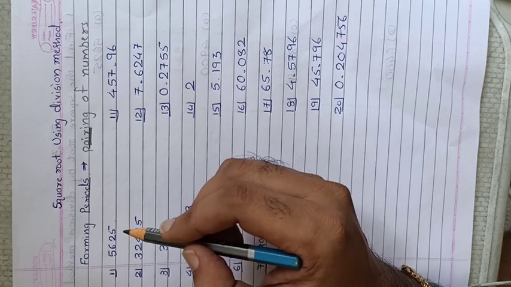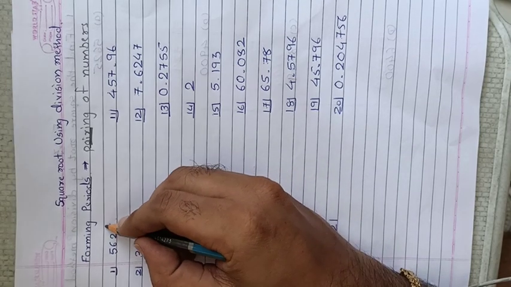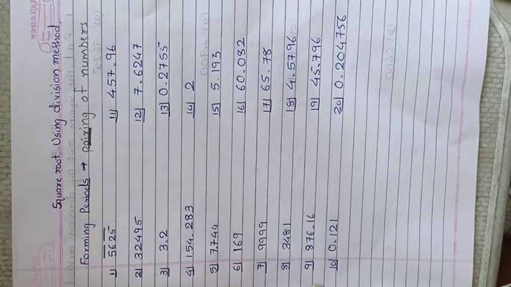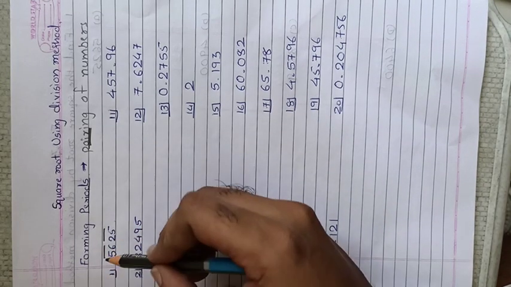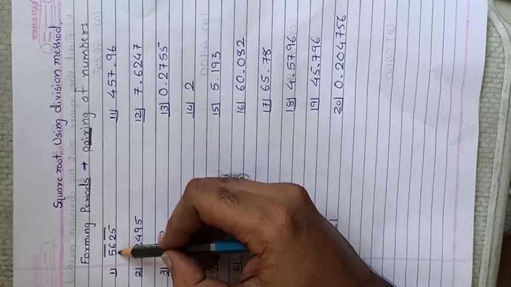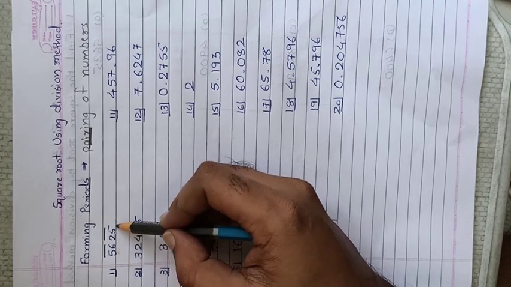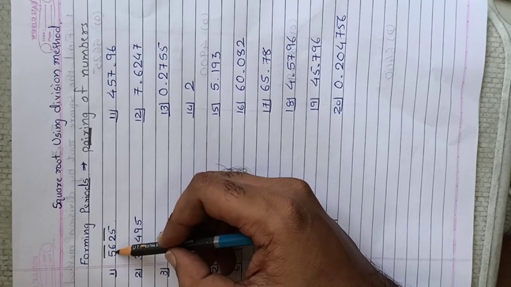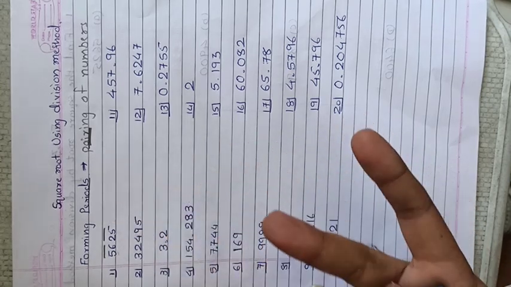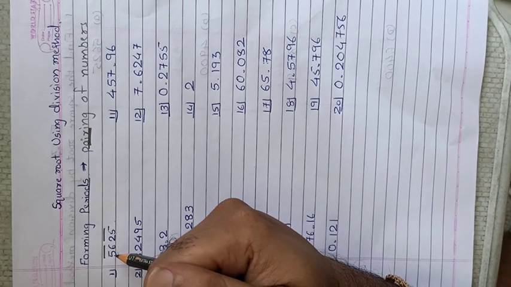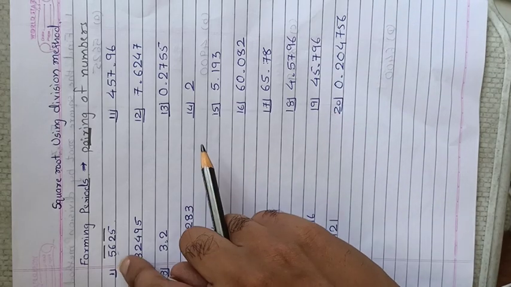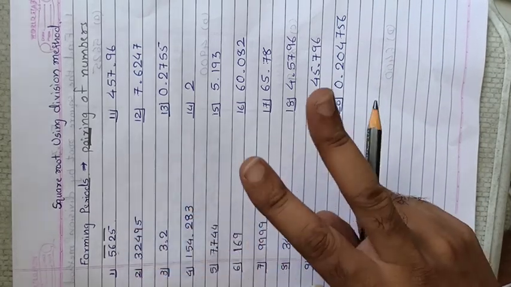So it will become 25 and 56. So there are two periods. As there are two periods, do you know one secret now? The square root of 5625 will be of two digits only. Each period forms one digit. So there are two periods which will form two digits. So the square root of 5625 will be of two digits.